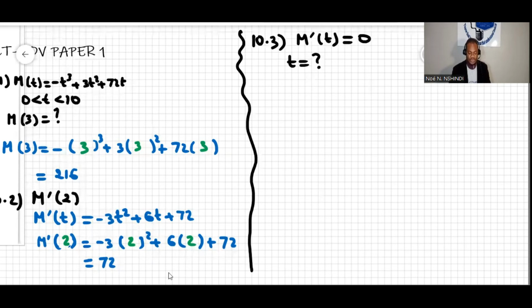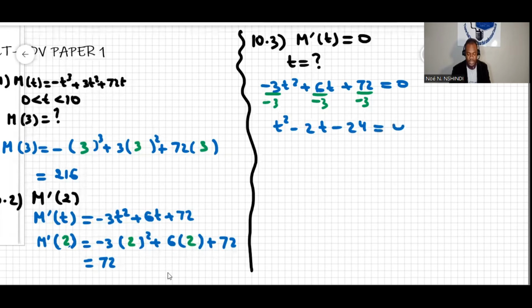The derivative was calculated already previously. We got negative 3t squared plus 6t plus 72. We're going to set this equal to 0. Over here, we're going to divide each term by 3 because they're all multiples. I prefer to divide by negative 3, because I want to get rid of the negative in front of the t squared. So this is going to be t squared minus 2t, minus 24, equals 0.